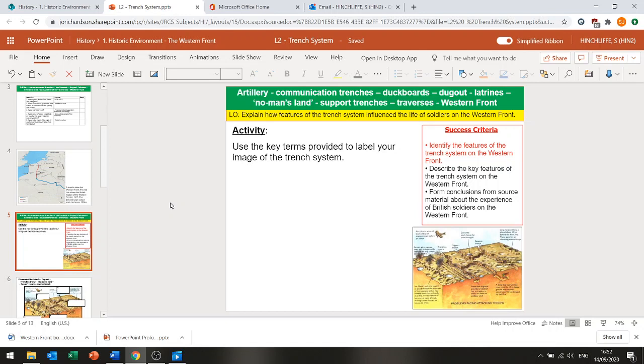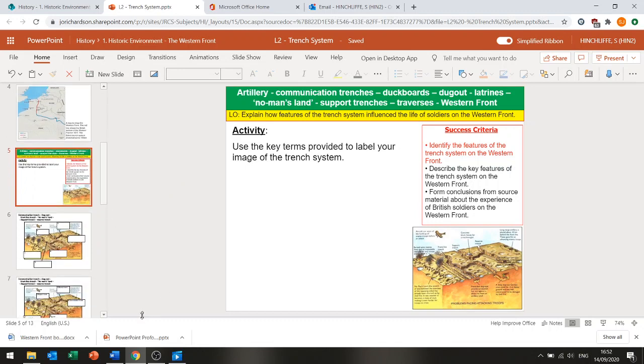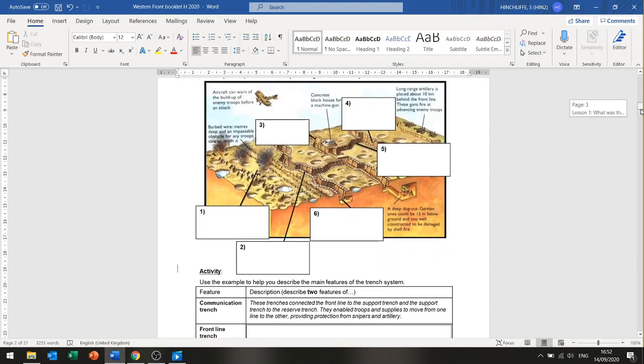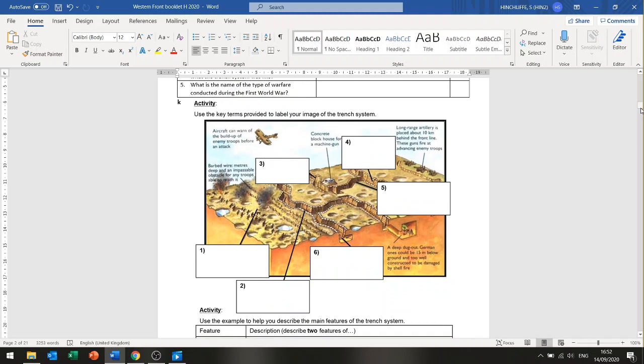Now, it's very easy for us just to think, okay, one trench with the British in it, just a hole in the ground, and on the other side are the Germans. But in fact, the trench system was extremely complicated and complex. So what you're going to do is go to your booklet, and here you will see an artist's impression of the trench system.